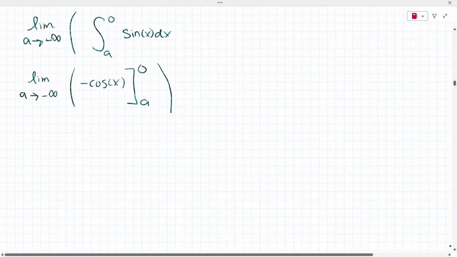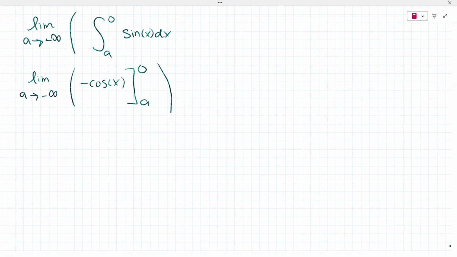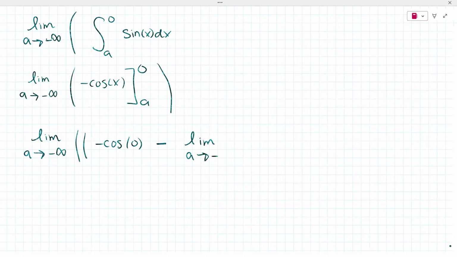Okay, and then you just apply the fundamental theorem. You write it out as two separate integrals. So it's going to be the limit as a approaches negative infinity. Apply the upper minus the lower, so minus cosine of 0, minus the limit as a approaches negative infinity of negative cosine of a.